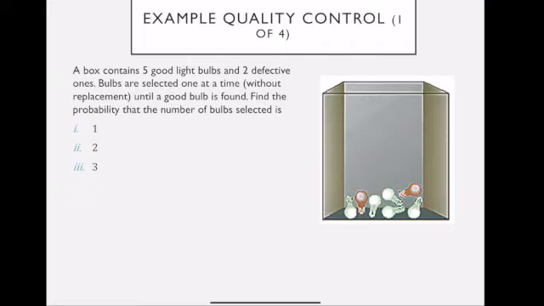All right, let's conduct another example where we solve a problem using tree diagrams. So a box contains 5 good light bulbs, I'm assuming these are the green ones, and 2 defective light bulbs. Bulbs are selected one at a time without replacement until a good bulb is found. So I want to find the probability that the number of bulbs selected is either 1, 2, or 3.